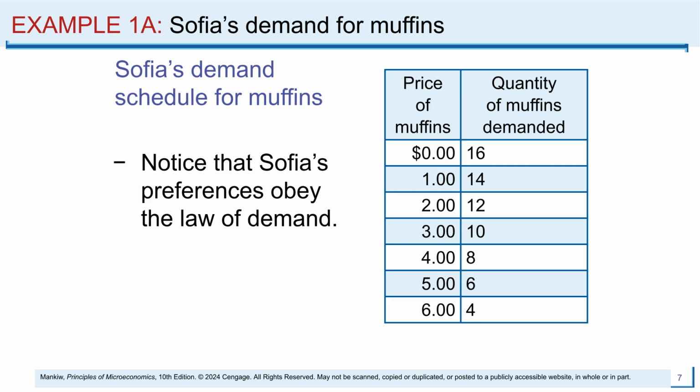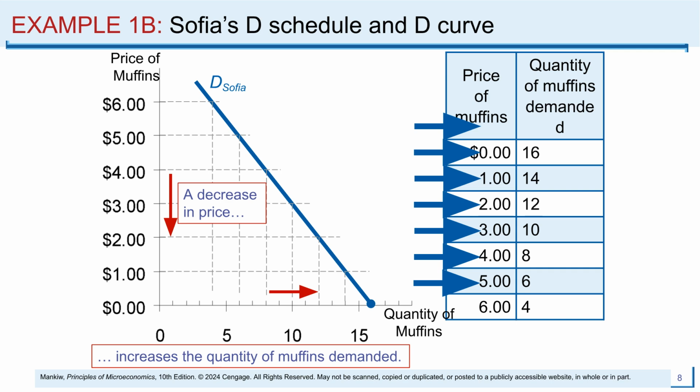Here is an example using Sophia's demand for muffins. As you can see, her preferences align with the law of demand, showing that as the price of a muffin decreases, she is willing to buy more. When we plot these points, we get Sophia's demand curve. Note that a change in the price of the muffin leads to a movement along the curve itself, reflecting a change in the quantity demanded.